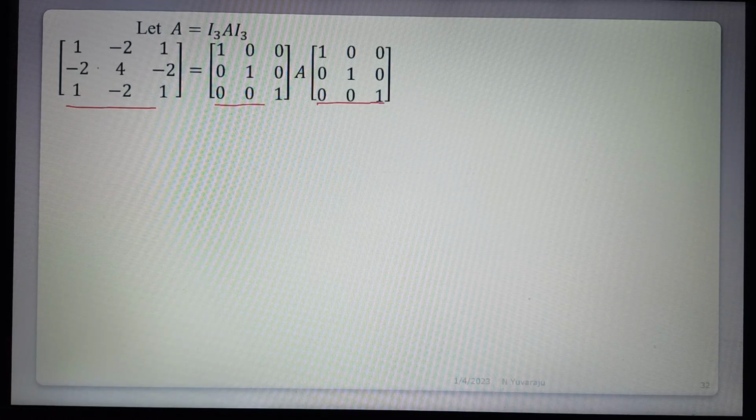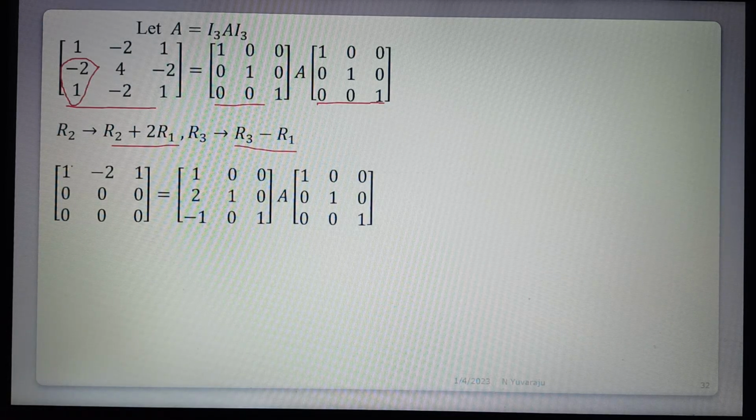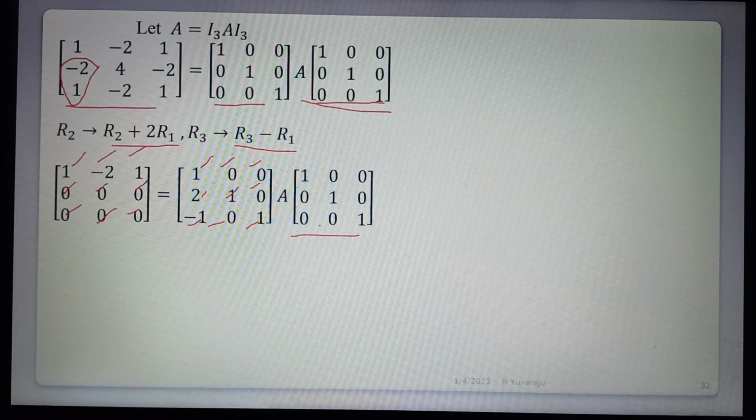So using similar row and column operations, first make these two elements zero using R1. That is R2 plus 2R1, R3 minus R1. That gives [1, minus 2, 1; 0, 0, 0; 0, 0, 0]. The same row operations on the identity matrix give [1, 0, 0; 2, 1, 0; minus 1, 0, 1]. Next, the same column operations: C2 plus 2C1, C3 minus C1.